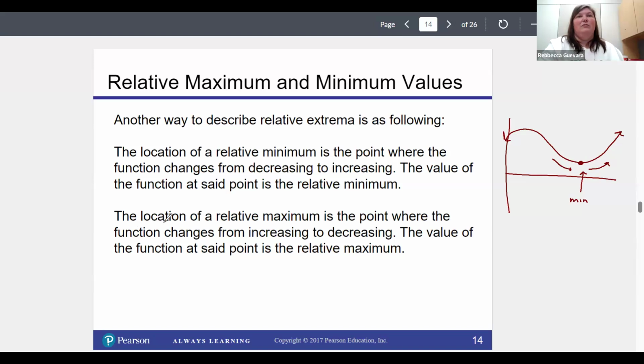The location, sorry. So we also call these locals, local minimums and maximums. The location of a relative maximum is the point where we go from increasing to decreasing. The value of the function at that point is said to be the relative maximum. So once again, what is the y value? So if you go from decreasing on one side and then you start increasing, that tells us we have a minimum. If we're increasing on one side and then we start decreasing on the other side of that point, that is the location of a maximum.